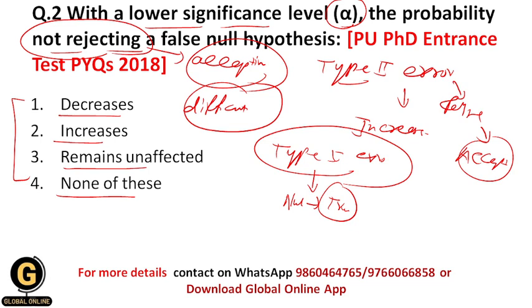But here what they asked you is, there is a lower significance level, and whenever there is a lower significance level, in that situation it will be very difficult for all of us to reject this false null hypothesis. And that's why we are going to what? Accept this false null hypothesis. And whenever we accept this false null hypothesis, then type 2 error occurs, and the probability of this error occurring automatically increases. So here your answer should be what? 2, that is, increases.